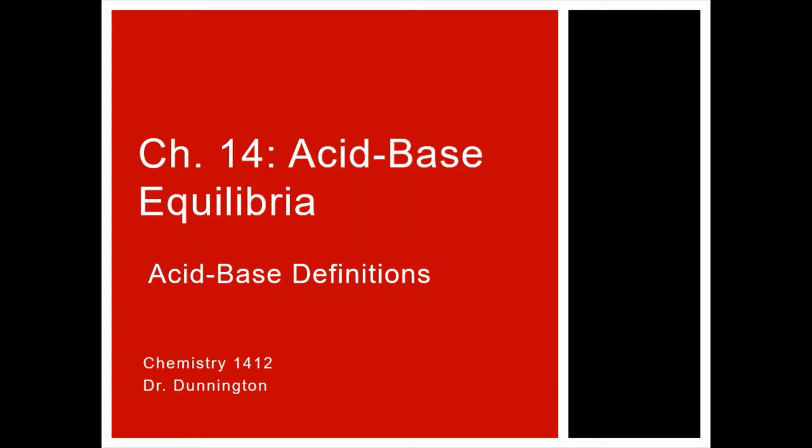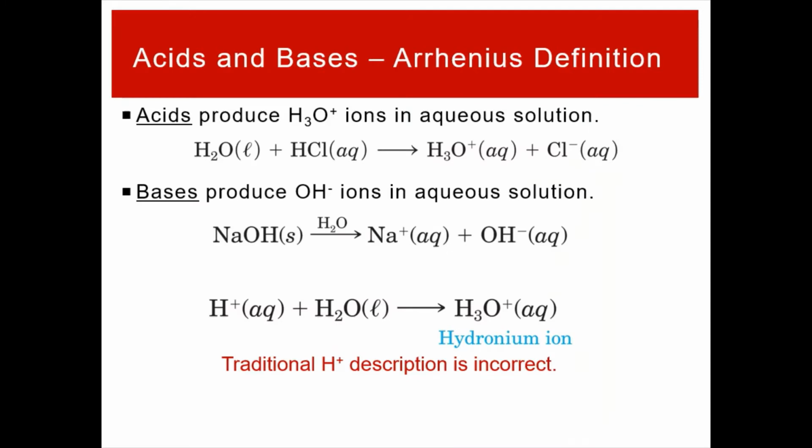Welcome to Chapter 14 about acids and bases. We want to start by just defining what acids and bases are. So the original definition for acids and bases historically came from Arrhenius, same Arrhenius of the Arrhenius equation for activation energy. And so Arrhenius's idea was defining acids and bases based off what they do when they're in water.